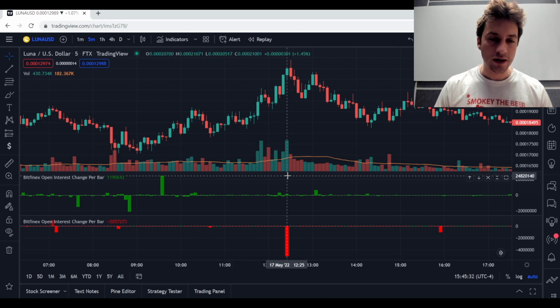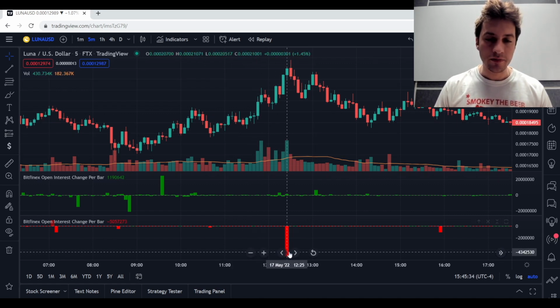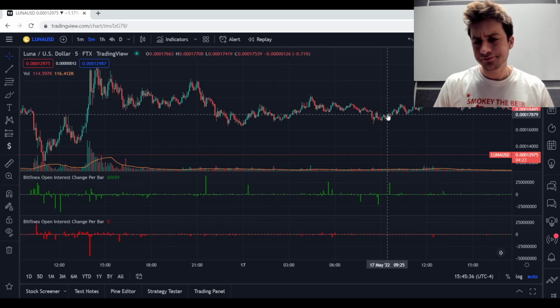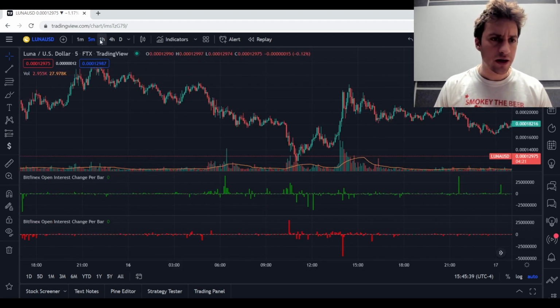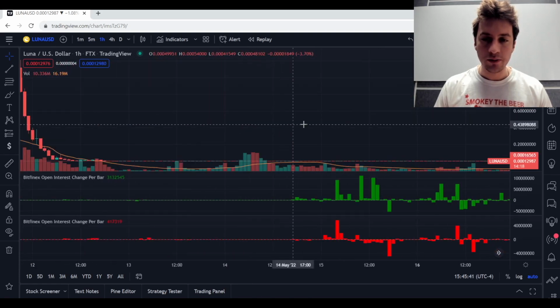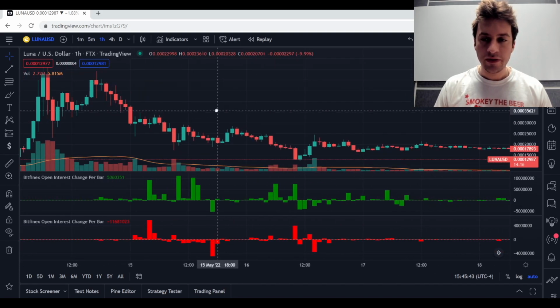It did so here again. It went right up to the very top. This short exited and then price fell. This is kind of the way that things go. And on the 1 hour, it's actually been even more predictable. So let's go to that.